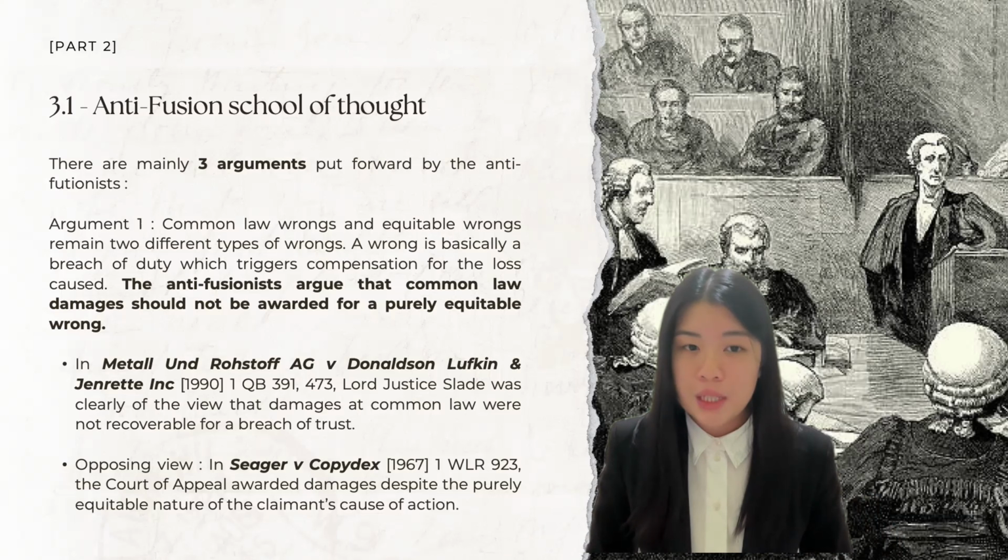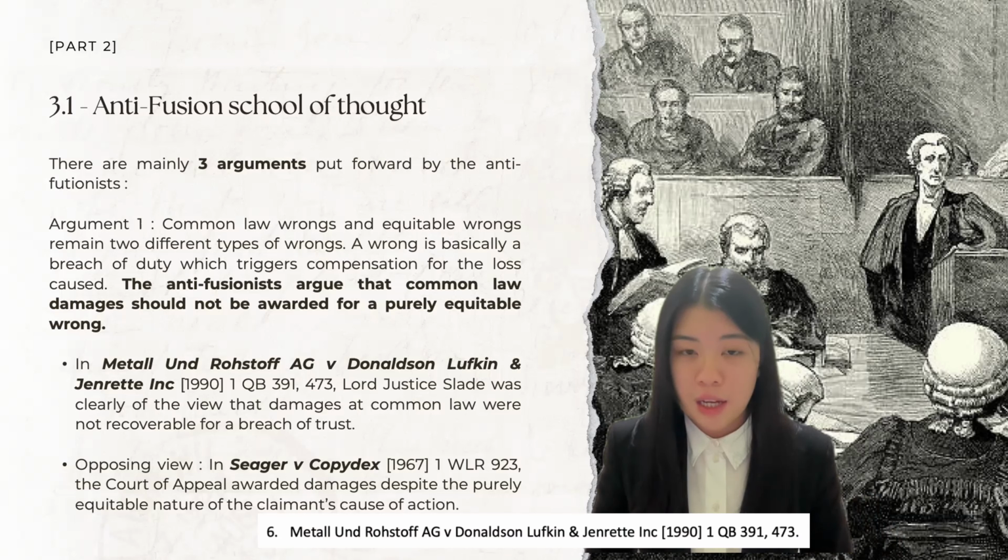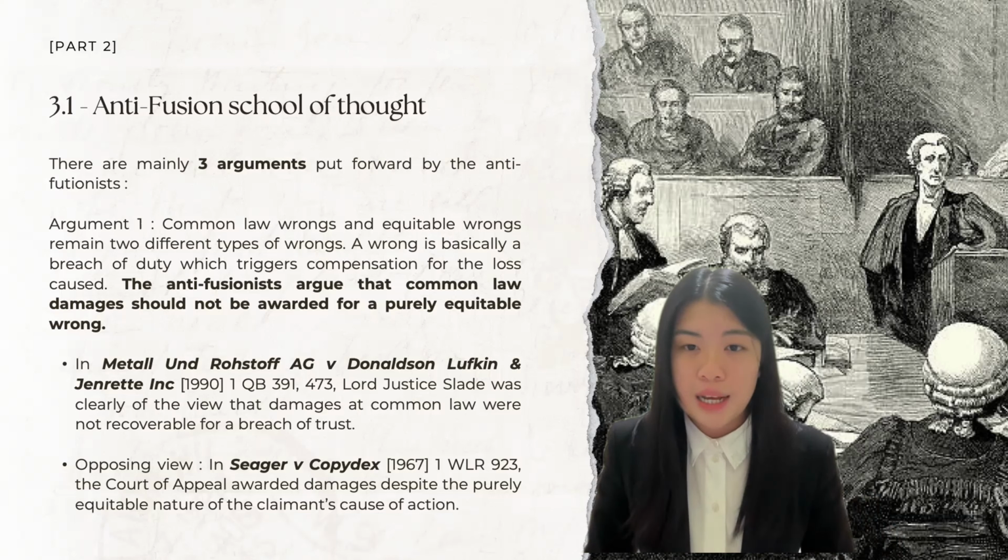The appropriate remedies for such wrongs were an injunction and an account of profits protected in equity. Therefore, in Matter Unrostov AG and Donaldson, Lufkin and Jenrette Incorporation, Lord Justice Slade was clearly of the view that damages at common law were not recoverable for a breach of trust.